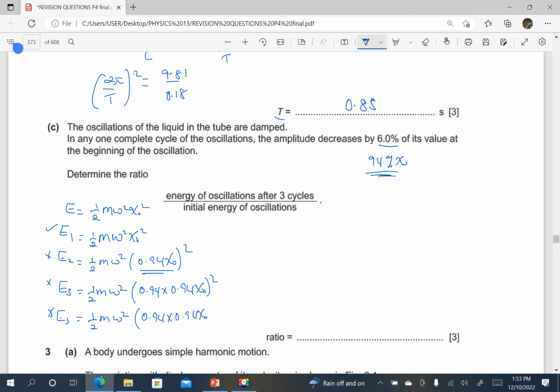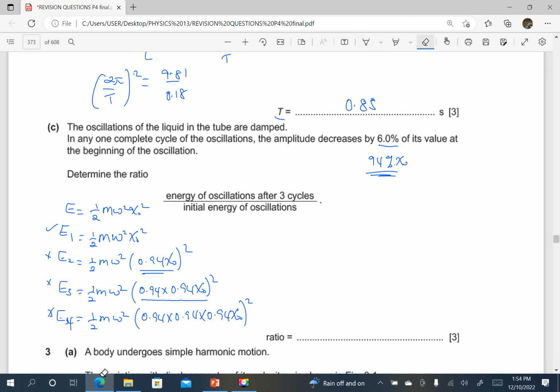Sorry, 0.94 times 0.94 again times 0.94 of x naught. So the amplitude which is there already is 0.94 times 0.94 x naught. So the amplitude after another third cycle will be 0.94 times 0.94 times 0.94 x naught, and this is squared. So that is the energy after three cycles. Let me call this E4. This was the initial energy.